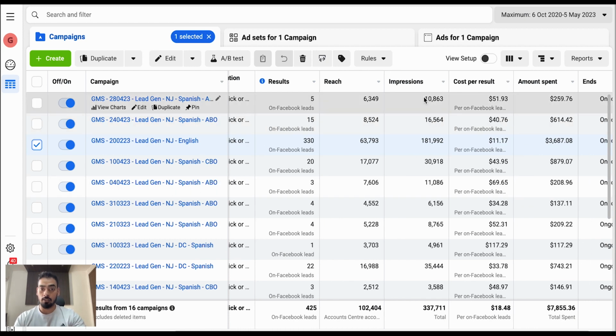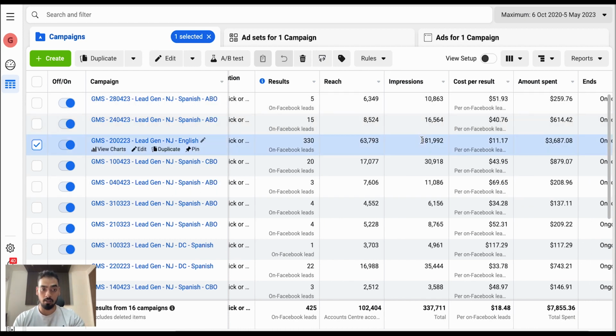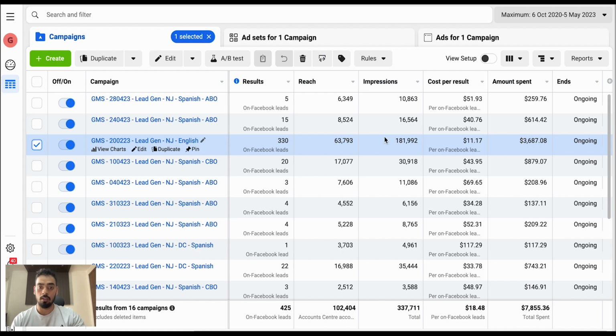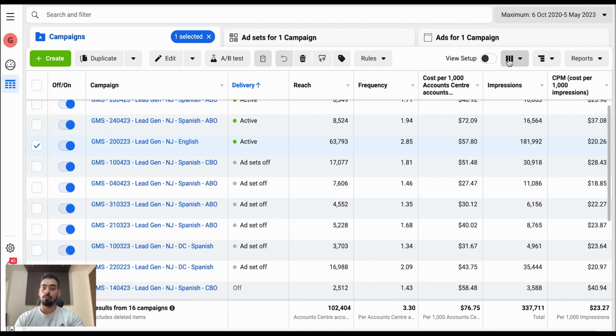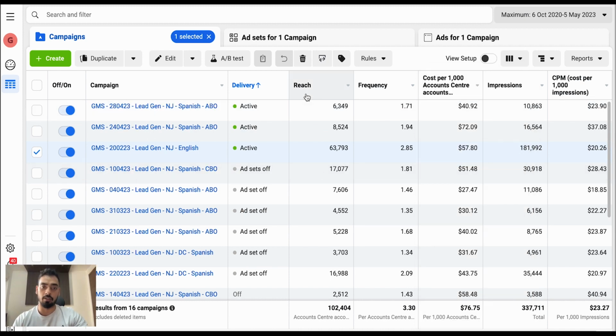Now for impressions, you can see we have decent impressions here. On the amount that we have spent the most, you can see we really have good performance. Now we will filter it by delivery, and we are going to look at some of the important metrics that we need to analyze for any ad account.